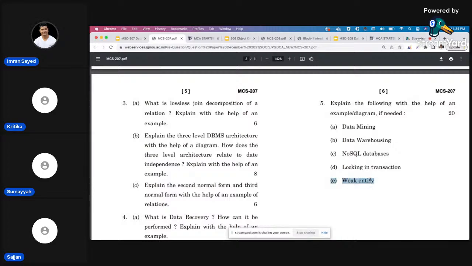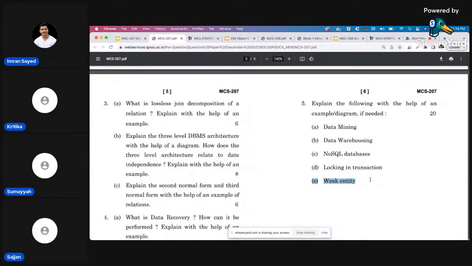This is easy. I can just say it. A weak entity is basically an entity in a relationship which is dependent on another entity. It is represented by a double rectangle. For example, there are two entities: one is student and the second is guardian. So guardian is your weak entity. It is dependent on student, and the weak entity does not have its own primary key, but the strong entity does. So you can talk about that. And locking in the transaction, I'll come to that.